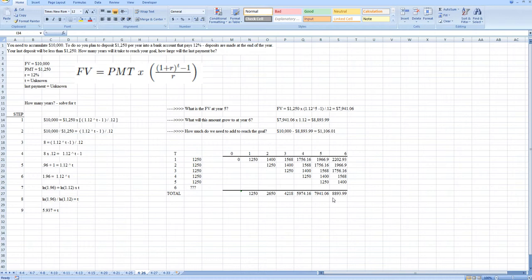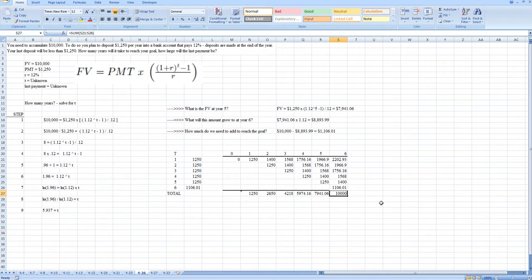We repeat this process up to the end of year 6, and at the end of year 6, we again identify that we'll reach a balance of $8,893.99. So at the end of year 6, we've reached this amount, and we need to make one deposit at the end of year 6, which is $1,106.01. We'll say it's the final deposit, equal to this amount, and we now see we've reached our goal of 10,000.